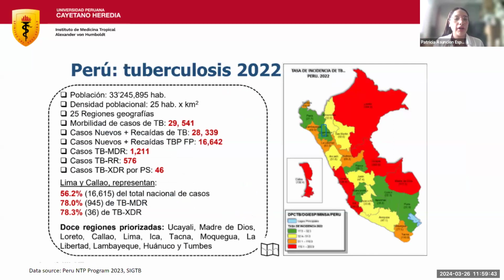Just a brief disclaimer: this information is from the national data for the national TB program in my country. So we show the amounts, this data updated to 2022 in our country. Just to see, Peru is in the south of America, and you can see that our population is around 33 million inhabitants.